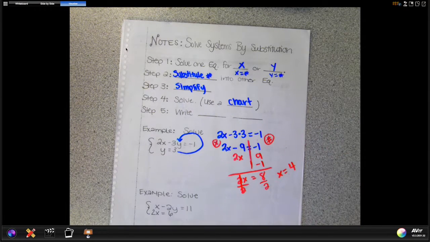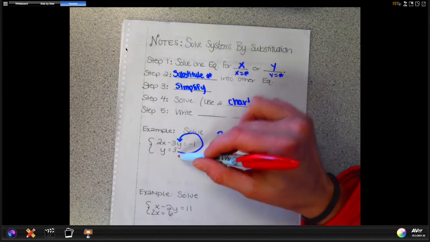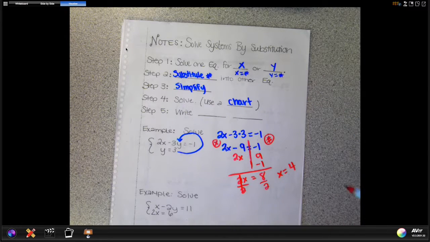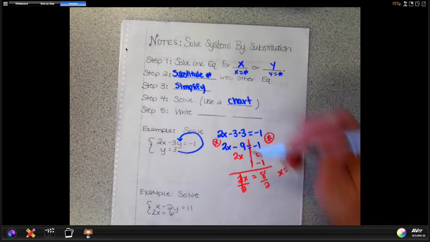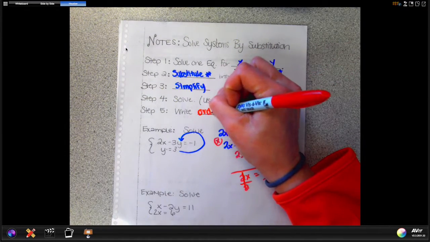Okay, now we actually have everything we need to write our answer. Don't forget that our answer, the solution to a system, is if we were to graph these two, where would they cross? And they're going to cross on a graph for an ordered pair. So our last step is to write an ordered pair.